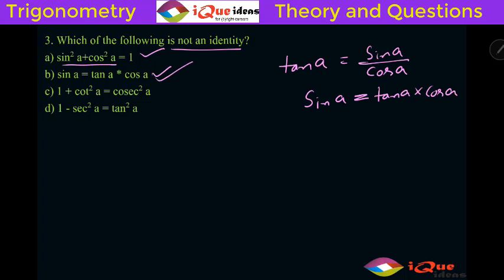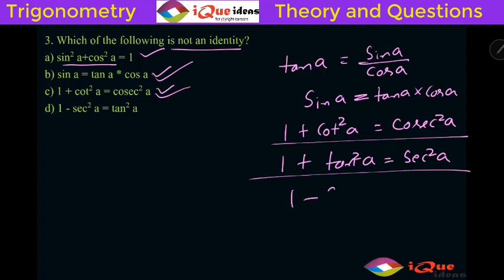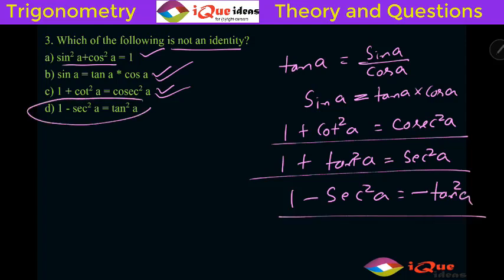Now the third one, 1 plus cot square A equal to cosec square A. This is a direct square formula, right? So this also is correct. Now the last one, 1 minus sec square equal to tan square, right? This is wrong because we have 1 plus tan square A equal to sec square A. This is the real formula. So from here 1 minus sec square A should have been equal to minus tan square A. Here in the fourth option it says 1 minus sec square A is tan square A, so this is wrong. This is not an identity.